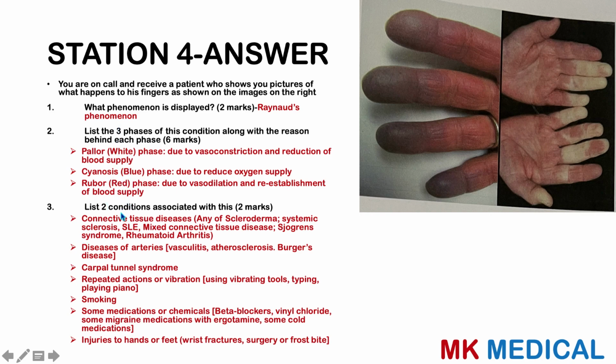So the conditions could be connective tissue disorders like scleroderma, systemic sclerosis, SLE, mixed connective tissue diseases, Sjogren's syndrome, rheumatoid arthritis. You could also have diseases of the arteries like vasculitis, atherosclerosis, Berger's disease, carpal tunnel syndrome. You could have repeated actions of vibrations like using vibrating tools, like those that have jackhammers, those that are typing or playing pianos, those that are smoking, some medications like beta blockers, vinyl chloride, some medications that have ergotamine in them, some cold medicines, even sometimes injuries to the hand or the feet like wrist fractures, surgery, or even frostbite.